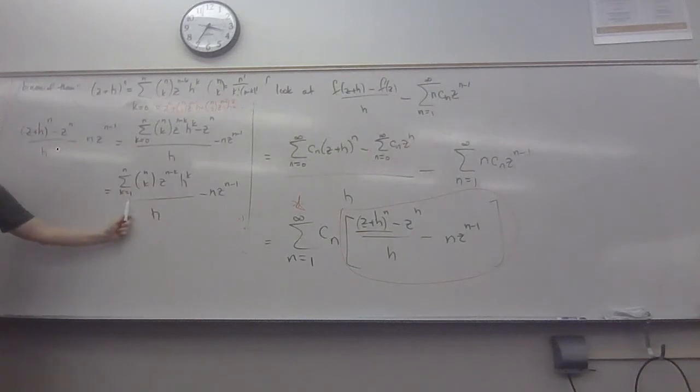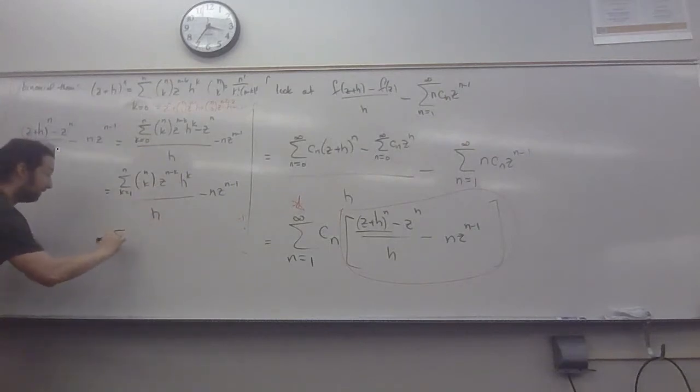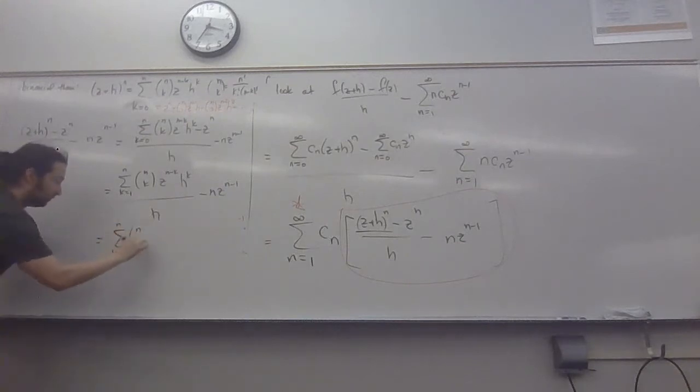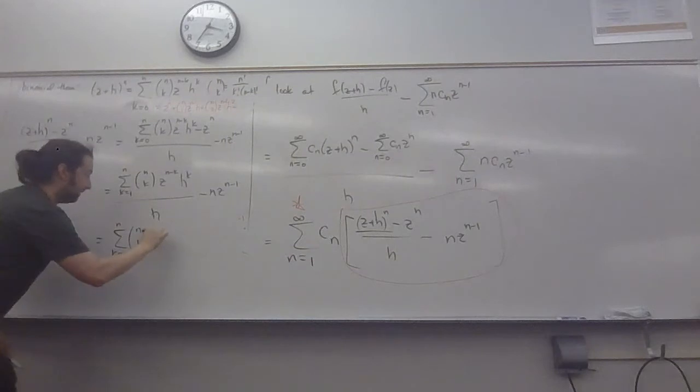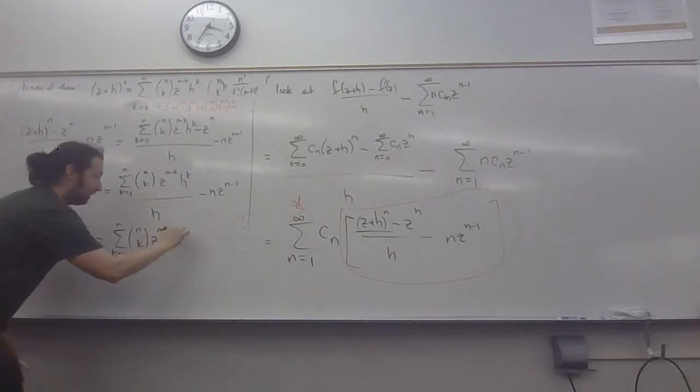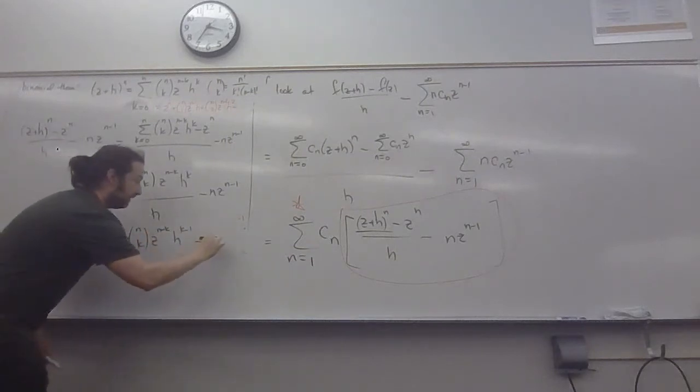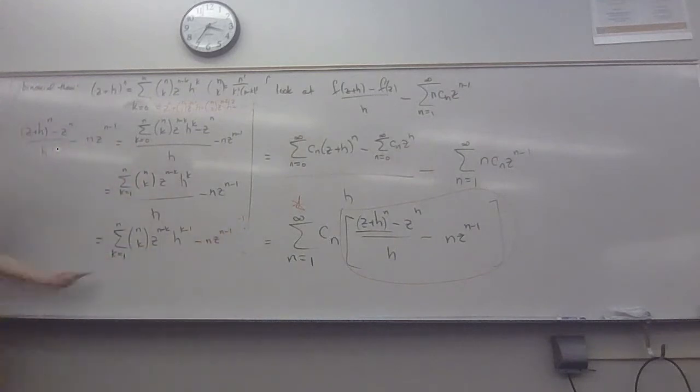But hey, now look, every single term has an h inside of it. Because k equals 1 has an h, and k equals 2 has an h, and k equals 3 has an h. I'm actually just allowed to divide all of this by h. And that gets me the sum from k equals 1 to n of n choose k, z to the n minus k, h to the k minus 1, minus n z to the n minus 1. And guess what the k equals 1 term of this series is? It's that dude.